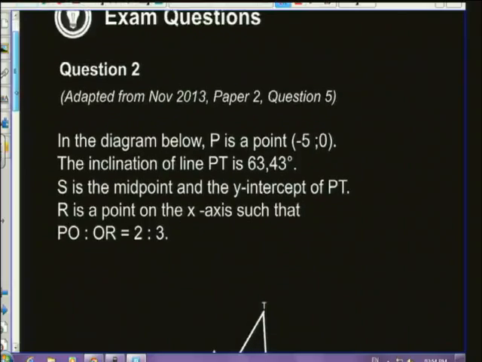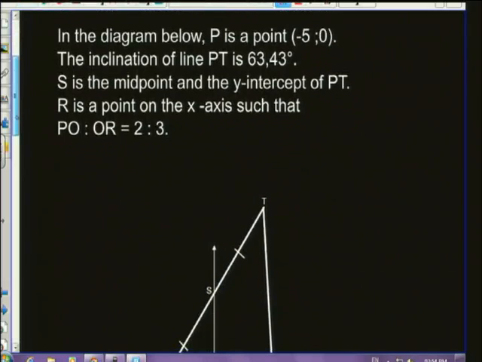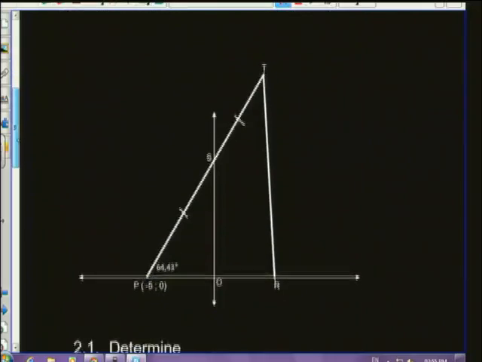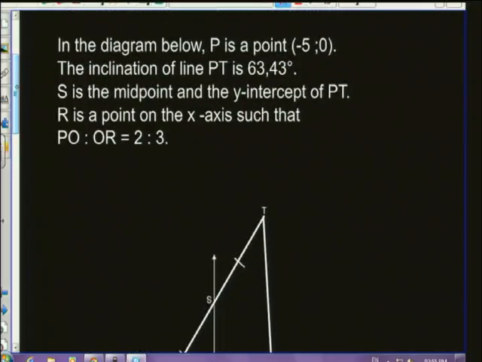Another question I took from the November 2013 paper, paper 2, question 5. In the diagram below, P is a point (-5, 0). So where is point P? There it is. And the inclination, again, that is the acute angle that a line makes with the x-axis. The inclination of line PT is 63.43. There it is given.